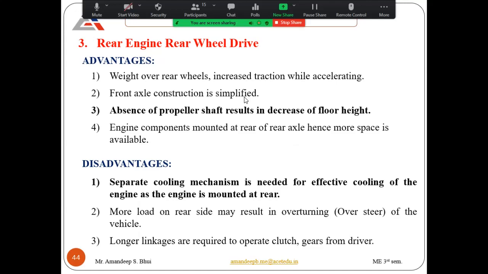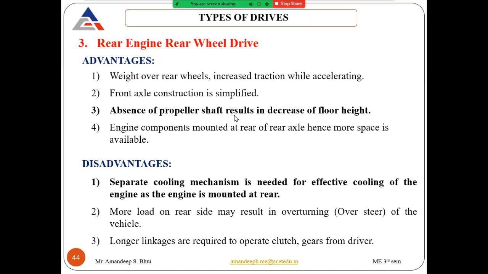Front axle construction is simple. Absence of propeller shaft. Again, there is no propeller shaft, which results in a decrease in floor height. So the floor height is less in this type of configuration. Engine components are mounted at the rear of the rear axle, hence more space is available in the front. So the engine is at the rear, so more space is available for passengers in the front. So these are the advantages of rear engine.